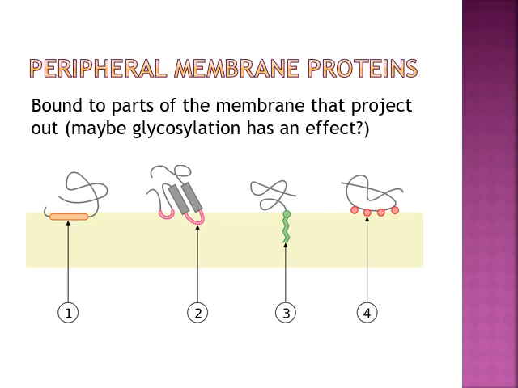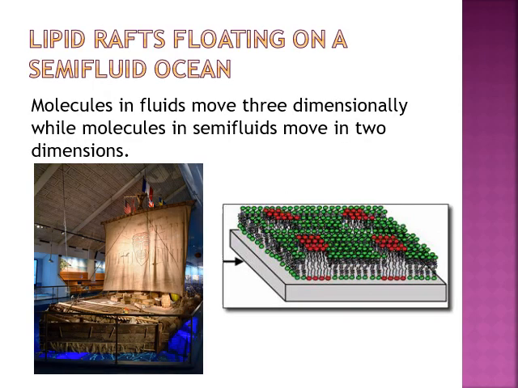So integral ones are integrated in. They're connecting with that hydrophobic region. Here, here, here. Peripheral ones are not touching that hydrophobic region. See the difference? So integral membrane proteins are embedded in the plasma membrane. They're touching the hydrophobic region, okay? Peripheral proteins do not touch the hydrophobic region, but they're still close to the membrane.